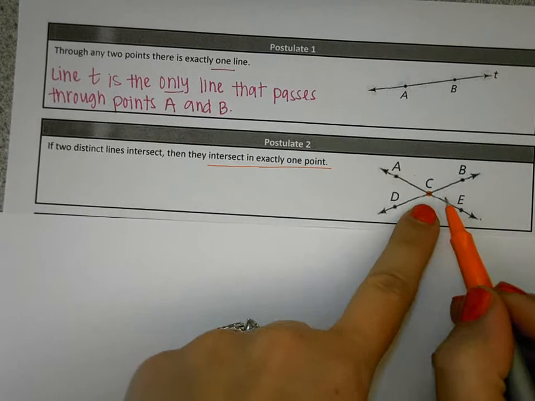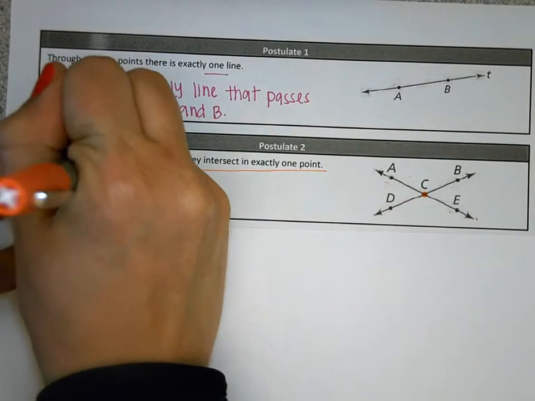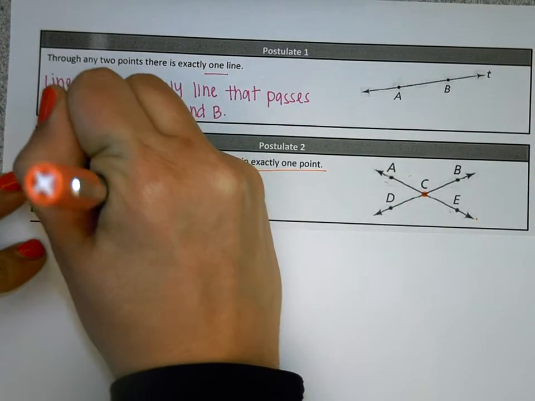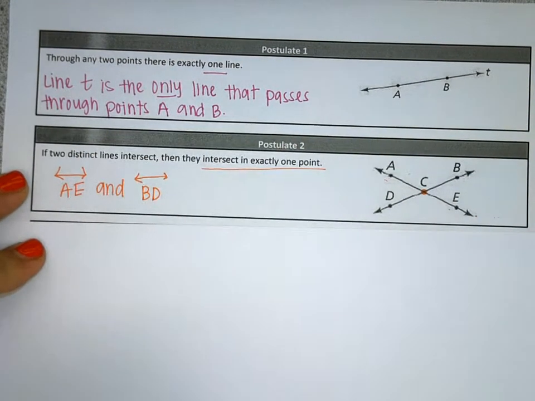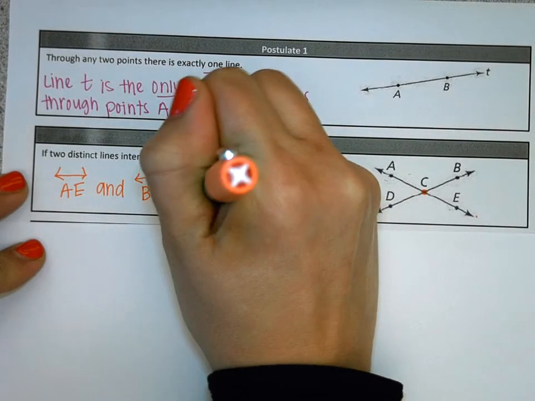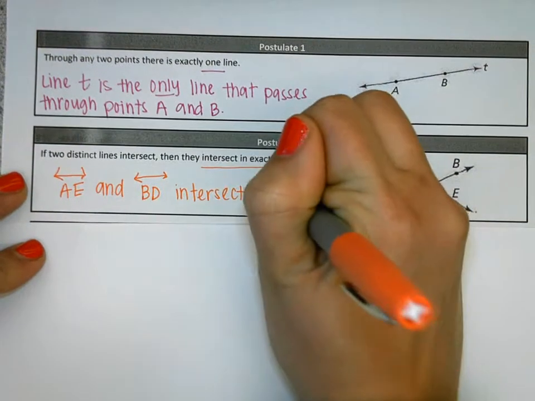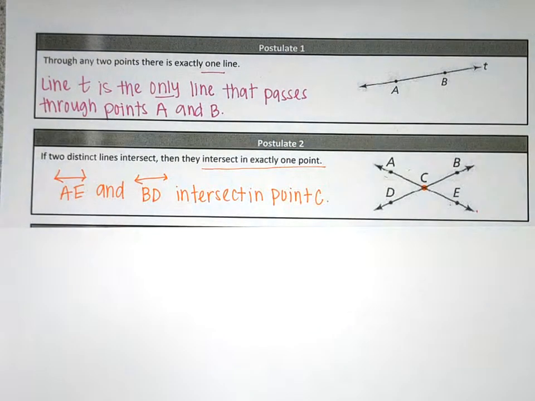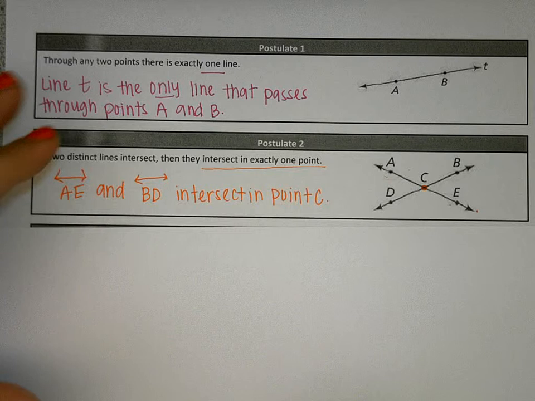So we would say that line AE and line BD intersect at what point? In point C. So we say line AE and line BD intersect in point C. So that's where they cross. So far it should not be anything that you don't already know. Postulate 3 should be the new one.